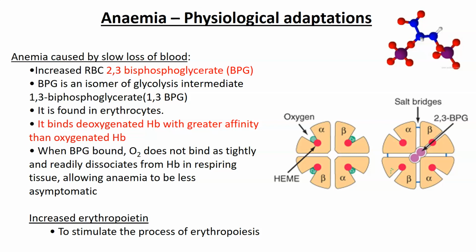So to adapt to that, BPG will bind to hemoglobin and it'll make the oxygen come off a bit easier. And because it comes off a bit easier, the person who has anemia won't feel the symptoms of anemia, so they'll be asymptomatic. Because they don't feel the symptoms, there's never a need to visit the doctor, and so it never gets discovered.